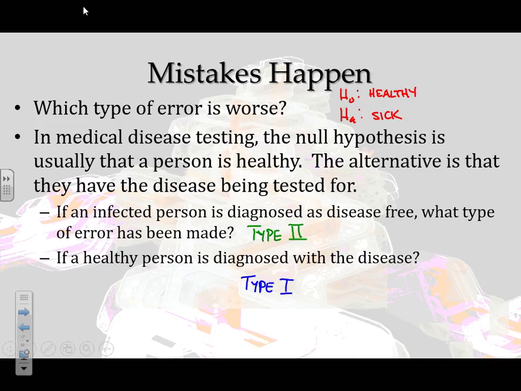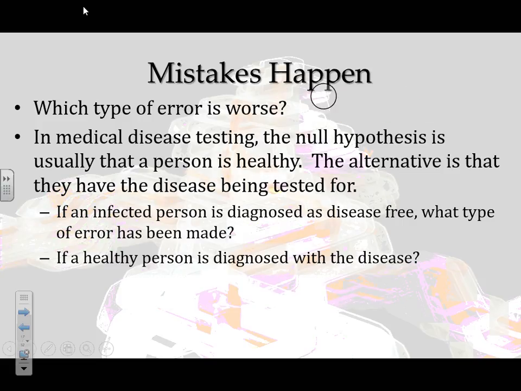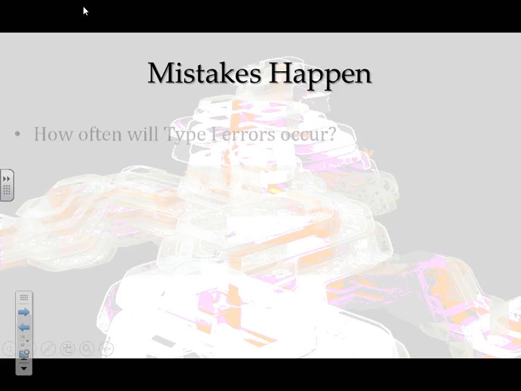Okay? So when you look at these types of problems, and you're trying to figure out, based on the scenario, which type is worse to make, you got to think about the context. Okay? Whichever type is the worst to make, you want to try to minimize at all costs. So you want to try to minimize those as much as possible. Okay? And we'll talk about then how we do that based on how we run our test here.